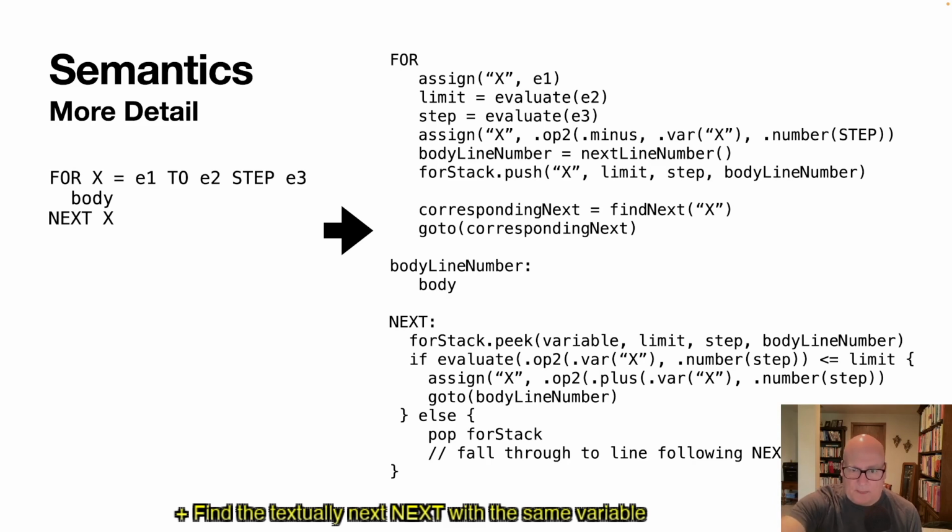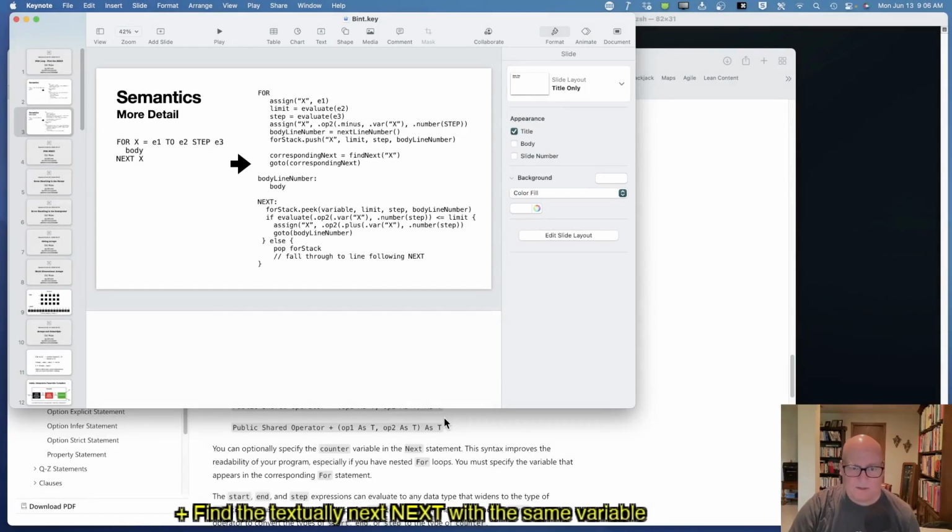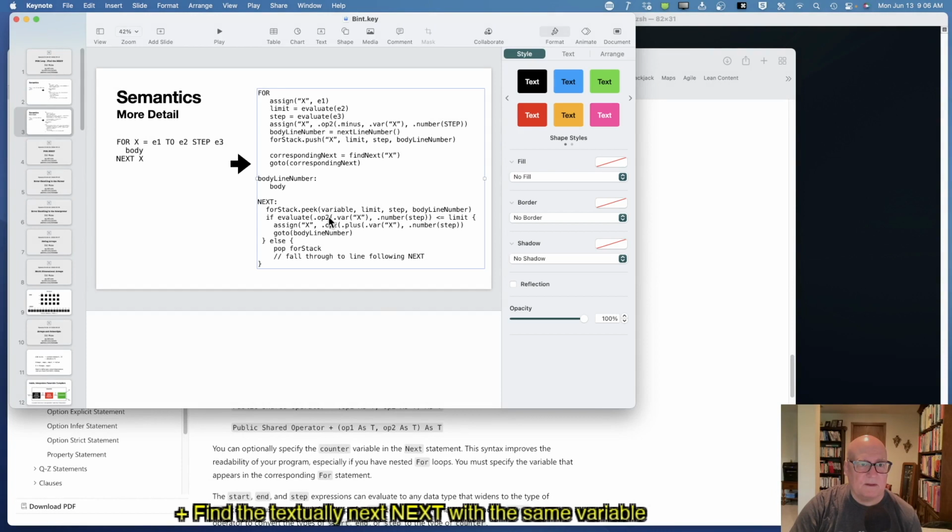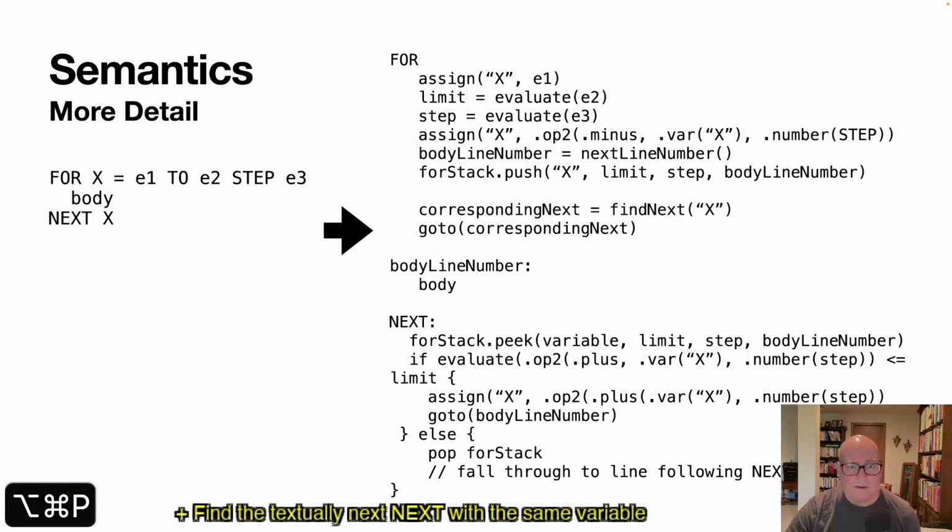And then as before, I've just been more explicit that we're evaluating x. That should be plus. Okay, let's fix that. Oh, up to var x, up to is plus. Okay. If adding x plus step is less or equal to the limit, then we're going to make the assignment x equals op to plus var x. Yeah, I've written that wrong, but hopefully you have the idea. And then go back to the body line number.